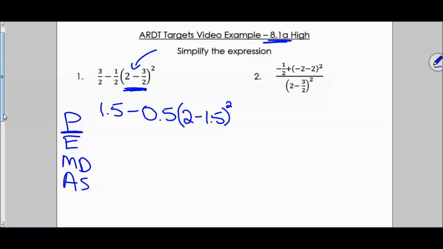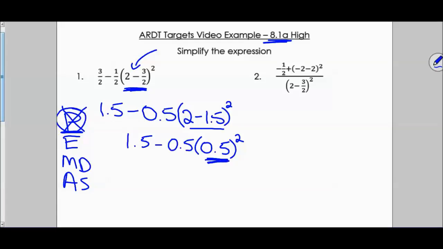Okay? So, like I said, we're working in the parentheses first. We're going to do that subtraction. We have 1.5 minus 0.5 times 2 minus 1.5 is just another 0.5. And we're going to keep the exponent there. Our next step, we've taken care of anything that we can simplify in the parentheses. We can't really do anything else in there. So we're going to look for exponents. We have an exponent here. We're going to square that. 1.5 minus 0.5 times what's now 0.25.